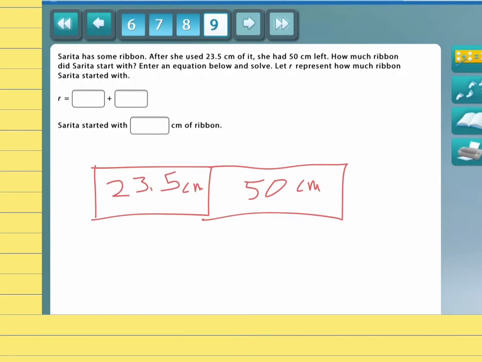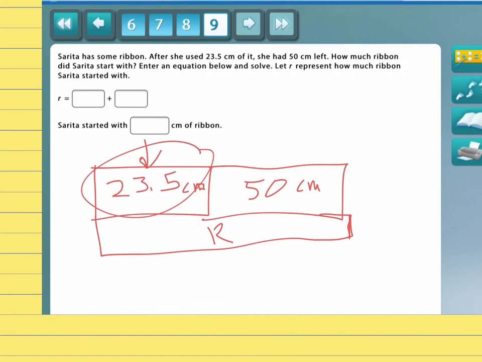Let's unpack this last problem. So Rita has some ribbon, and she used 23.5 centimeters of it, and she had 50 centimeters left over after she used it. So how much did she start with? So that must have been the total amount of ribbon that she started with. You're basically doing a part whole. This is what she used, this is what she had. Combine those and you'll get the total.